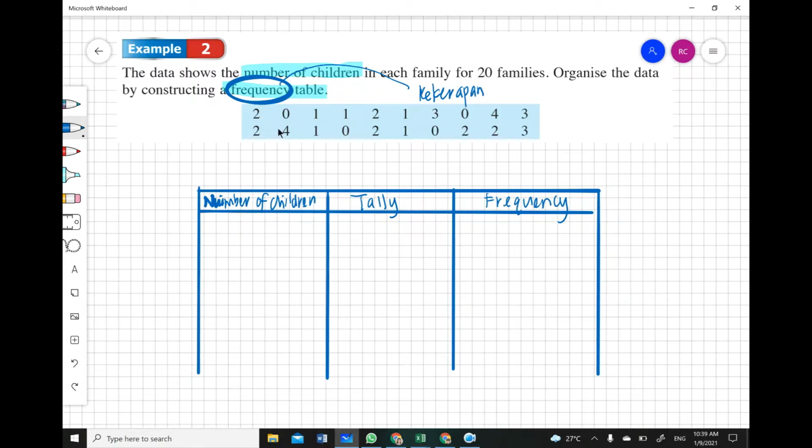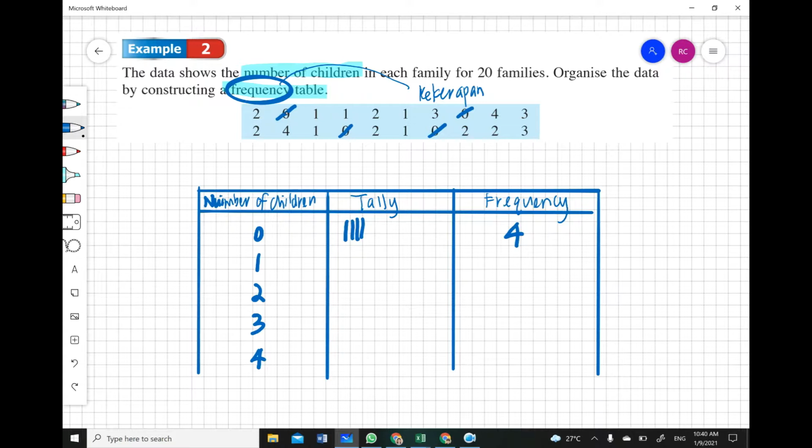For the number of children, the numbers we have are 0, 1, 2, 3, 4. There's no 5, right? So I label from 0 to 4 and stop here. Then I count the tally. For number 0, I cut it once and write down like this in the tally part. Another 0, I write down. Another 0, another 0. So the frequency is 4.